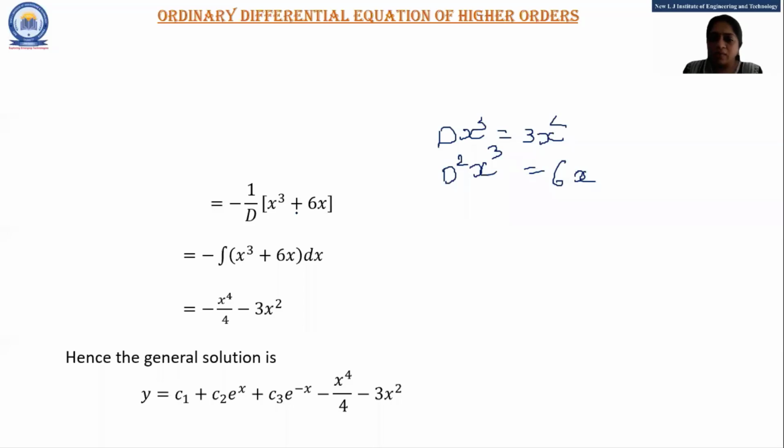As we discussed in our yesterday's lecture, 1 upon D is the integration sign. So the integration of x cube plus 6x with respect to x: the integration of x cube is x raised to 4 by 4, and the integration of x is x square by 2. So after simplification, we have 3x square. Hence the general solution is the complementary function plus particular integral, so CF plus PI.